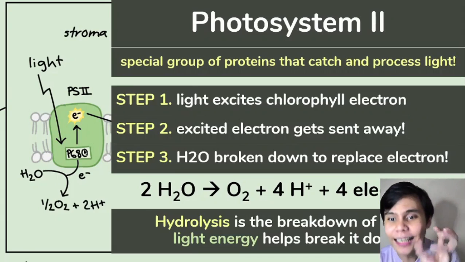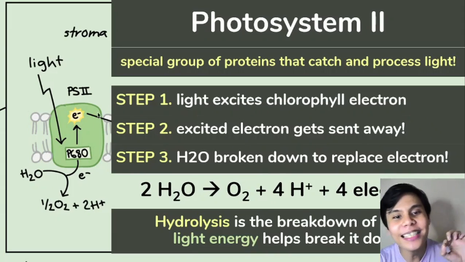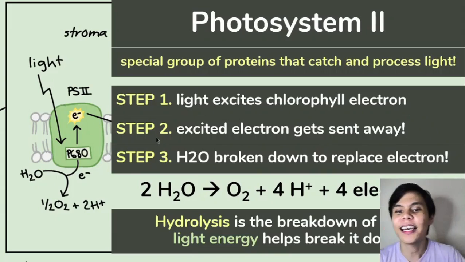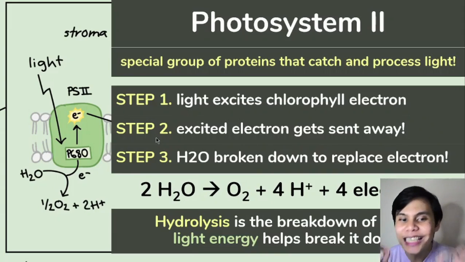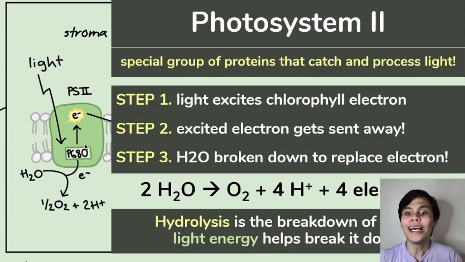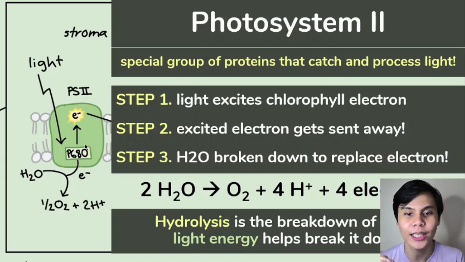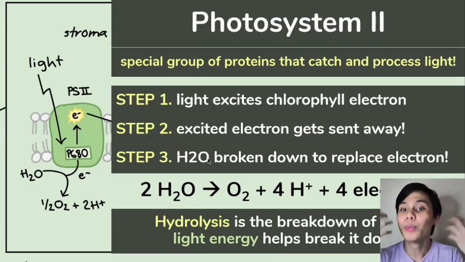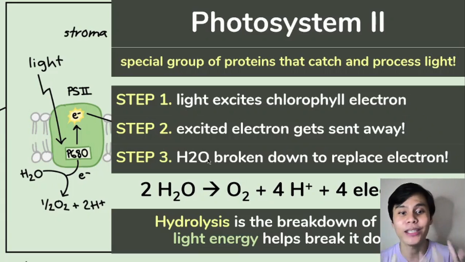So that excited electron, that energetic electron, is sent away to the next step and next reaction in the light-dependent reaction. But since that chlorophyll molecule sent away an excited electron, it's missing one electron. We need to replace that missing electron. And how the photosystem does that is that water is broken down to replace the missing electron.